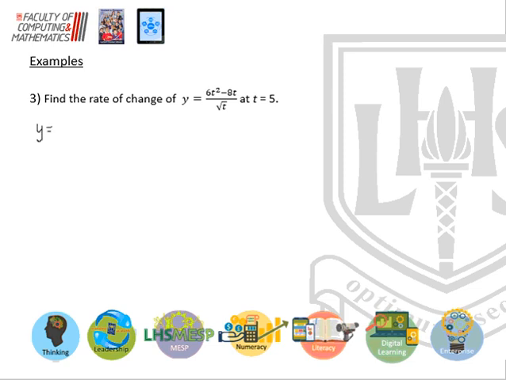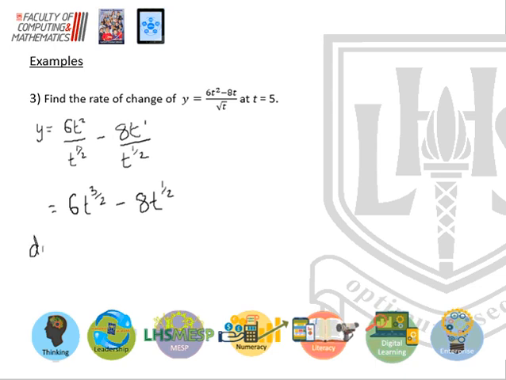Okay, I'm going to put both things on top over t over root t, or t to the power of a half. So it'll be 6t squared over t to the power of a half, take away 8t over t to the power of a half. Okay, simplifying that, the 6 is just going to be 6, 2 take away a half is just 3 halves. And then 8t divided by t to the power of a half, what's going to be 8, and then t to the power of 1 divided by t to the power of a half is just t to the power of a half. Okay, that's us ready to differentiate.